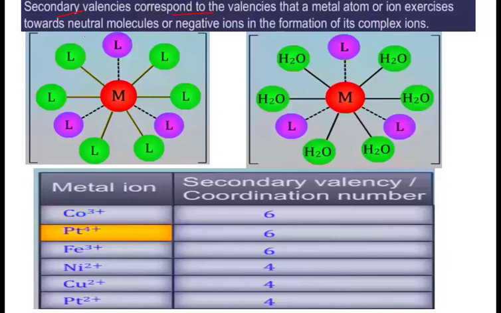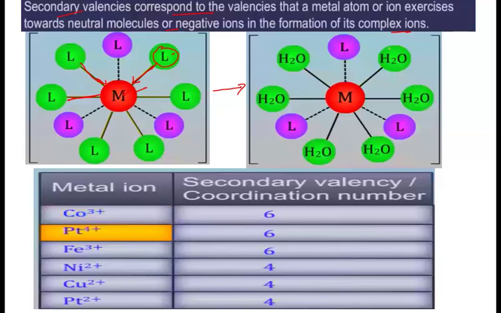Okay. Now the next postulate says that secondary valencies correspond to the valency that a metal atom or ion exercises towards neutral molecules or negative ions in the formation of its complex ion. Now look at this picture. Central metal atom is there. Ligands are attached. Secondary valency means these green colored ligands, which are bound with the central atom through these dark lines. So they correspond to the secondary valencies.